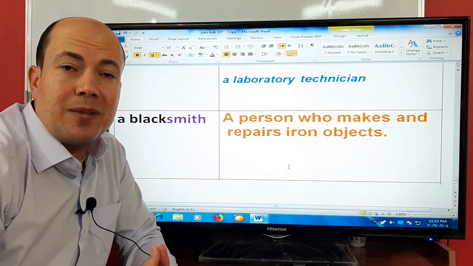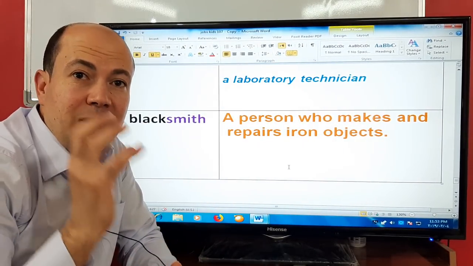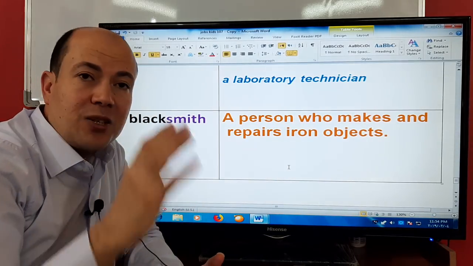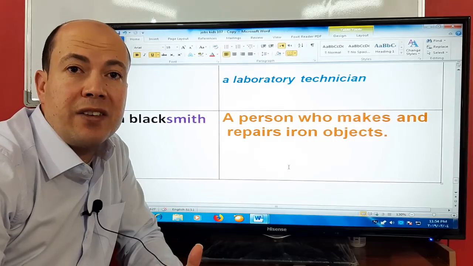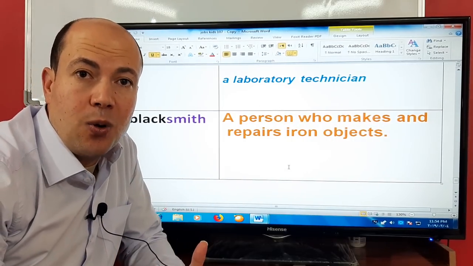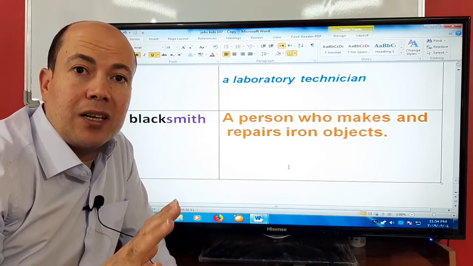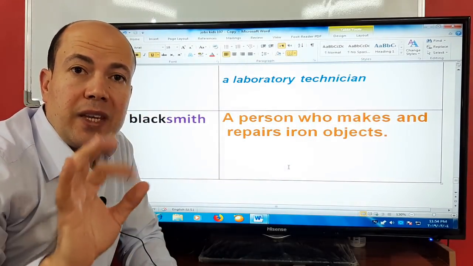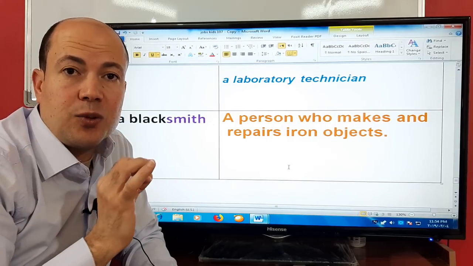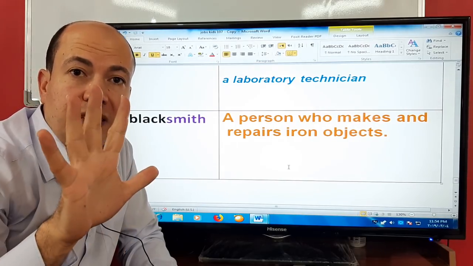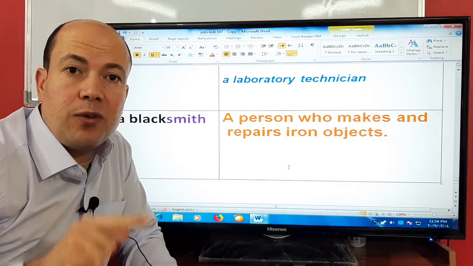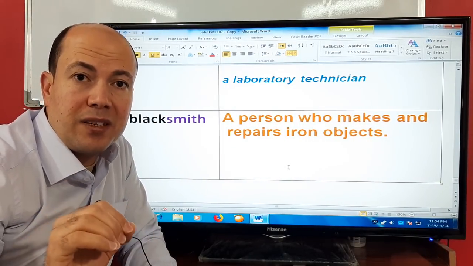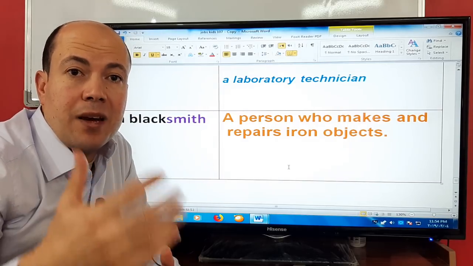50 jobs. 50 وظيفة. Okay. Use them like I said. استخدمهم بالطريقة اللي أنا قلتها في الأول في العشر جمل. Try to be creative. وحاول تبقى مبدع. You can be creative. اختار 5 jobs new for you. 5 جداد بالنسبة لك. And use them in a sentence. واستخدمهم في 5 sentences. ورقمهم 1, 2, 3, 4, 5. And send them to me. وبعتهم لي. Send them to me in a comment. في تعليق. And I will correct them.